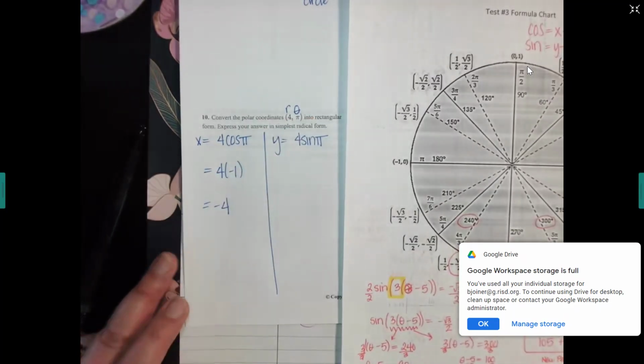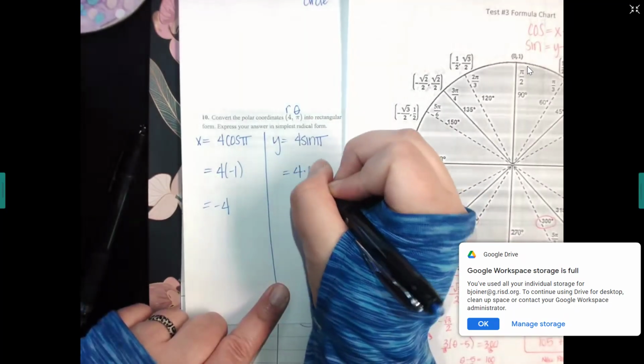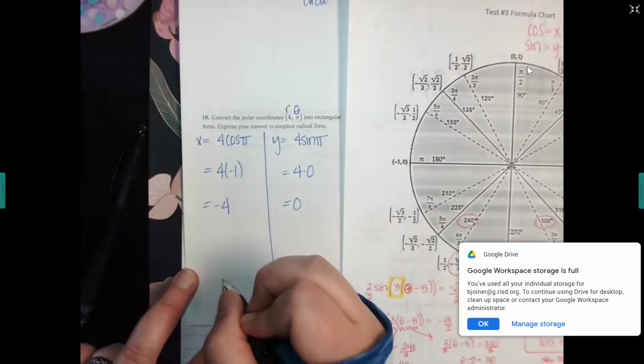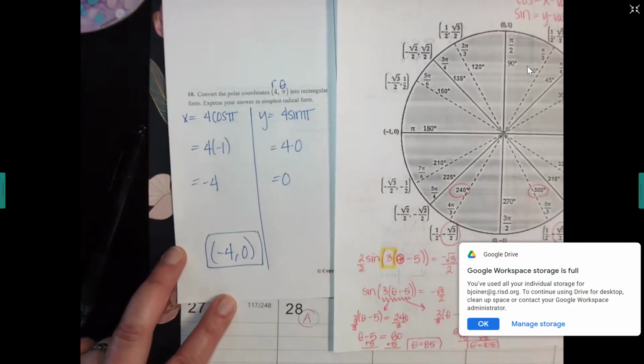What is the sine going to be at pi? Yeah, it would be 0 because it's the y value. And then what's 4 times 0? 0. So your ordered pair would be -4, 0.